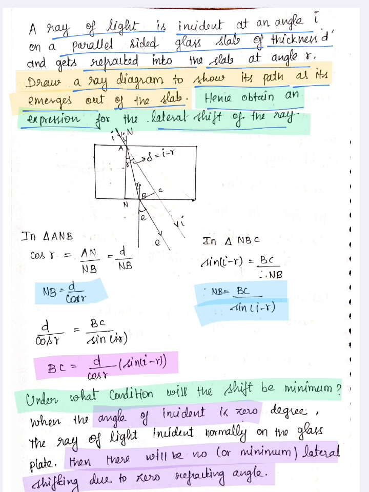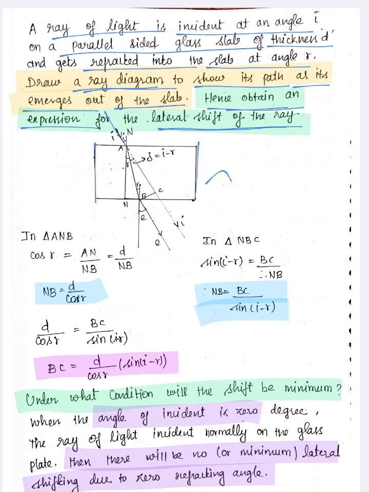This question is about refraction of light through the glass slab. Here we need to draw the ray diagram of refraction of light through the glass slab, and we need to write the expression for the lateral shift of the ray. This is the ray diagram of light refracted through the glass slab. Consider this rectangular glass slab.